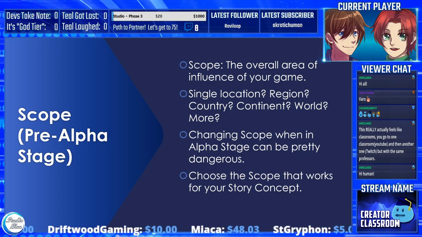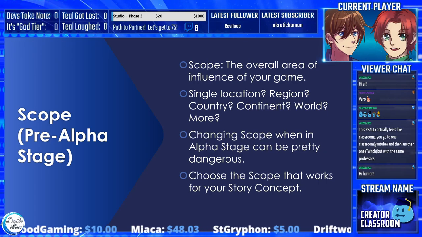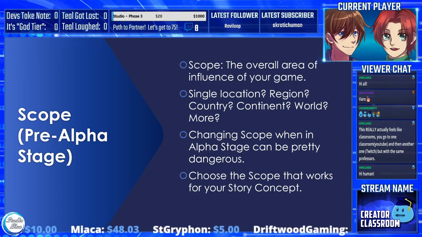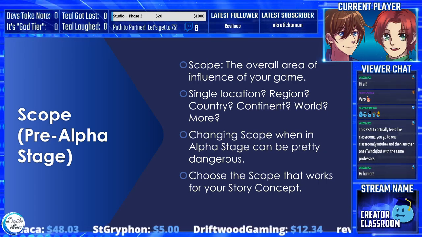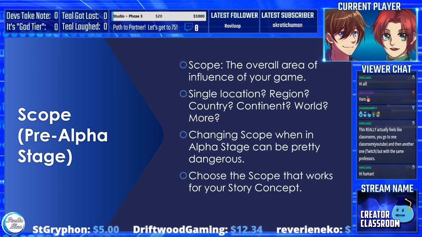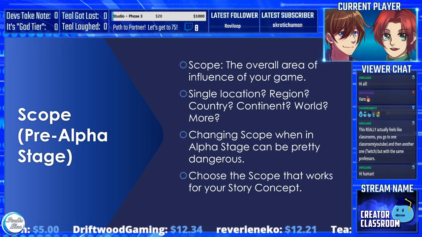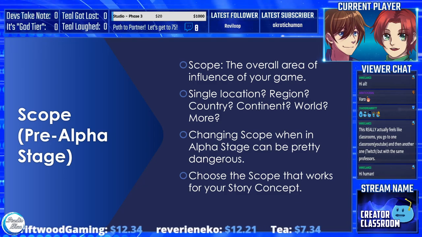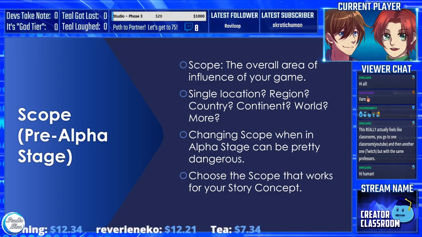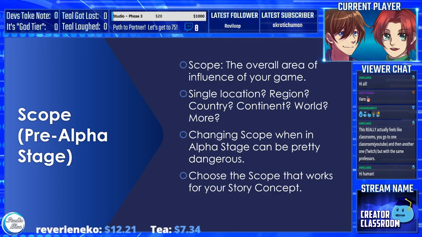Exactly. Along with story concept, these are two things that people seem to think are fluid. No, your story itself can be fluid. Your side stories, your character arcs, your main quest, your side quests, etc. What we're talking about is the very core of what your game is. And the scope is what that encompasses.